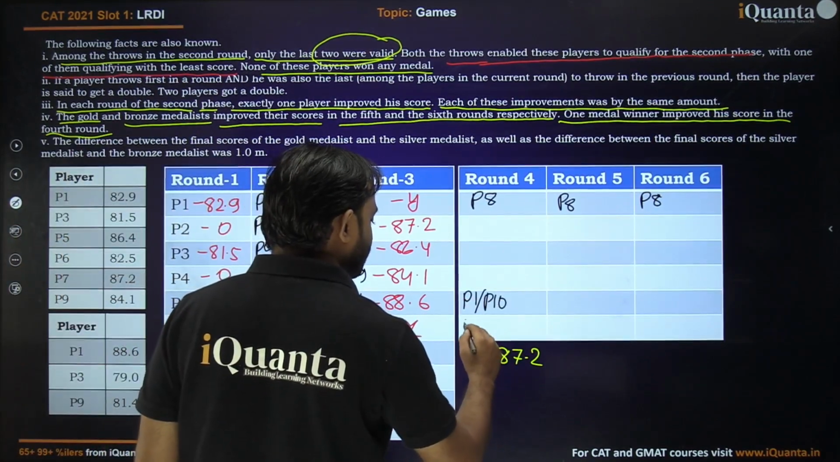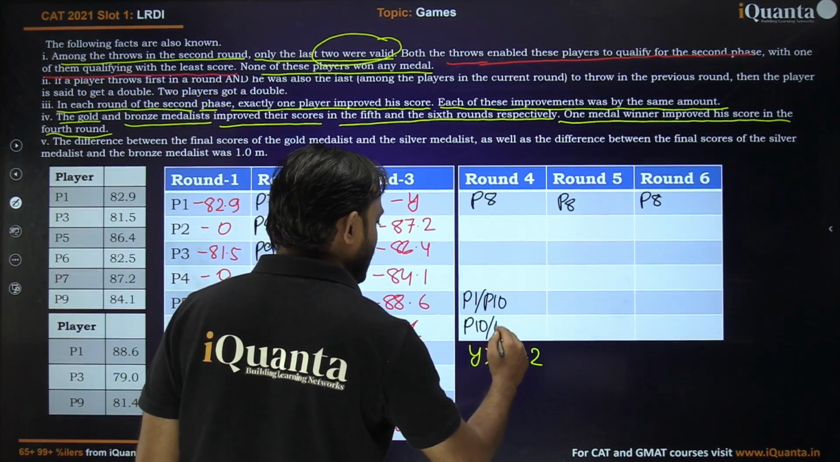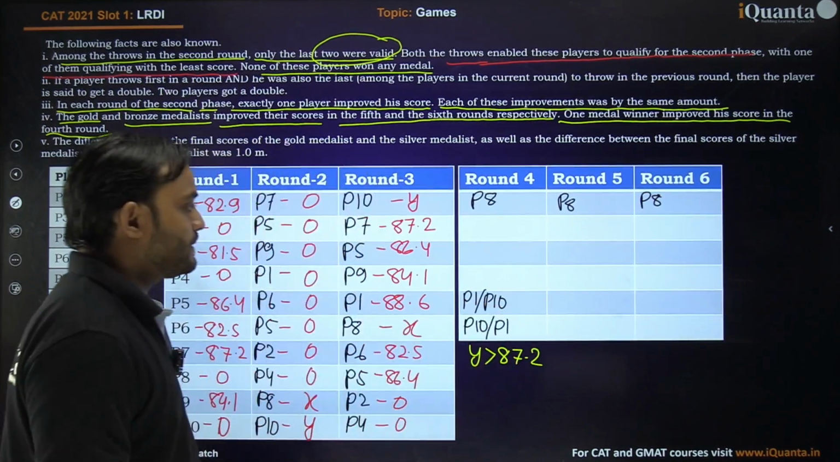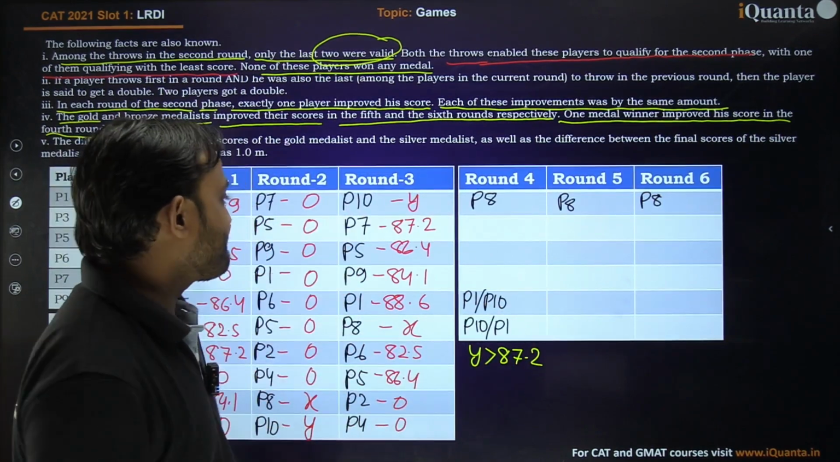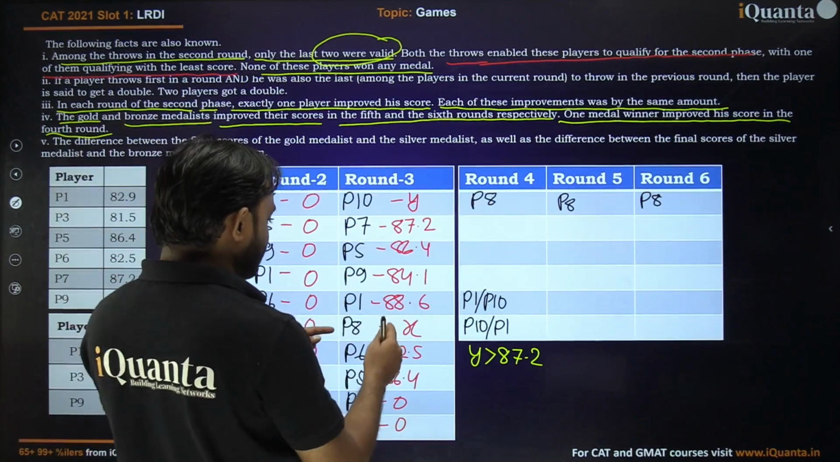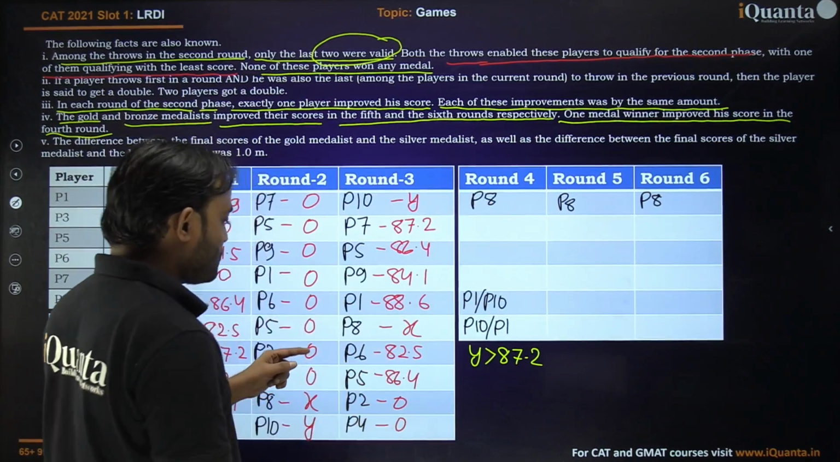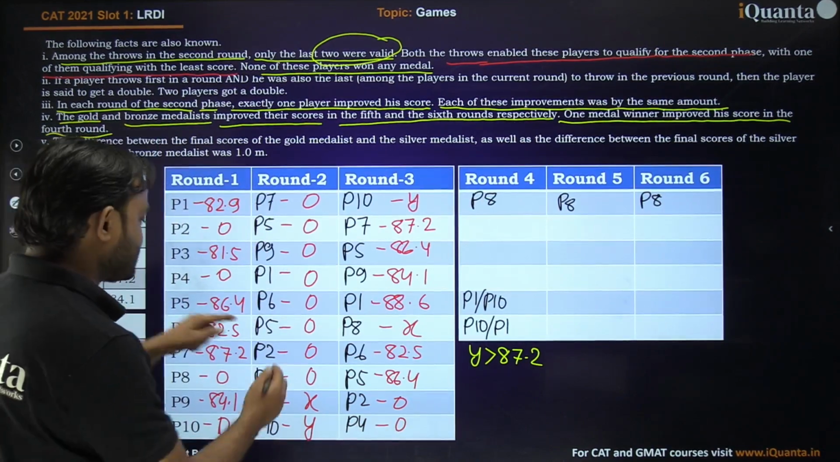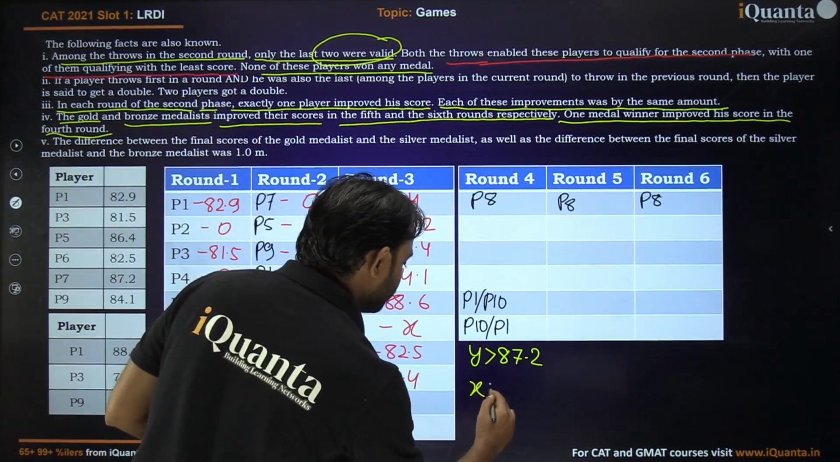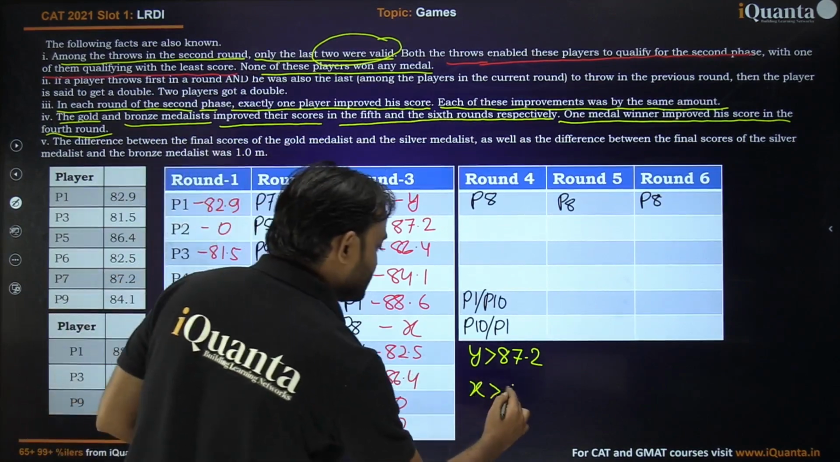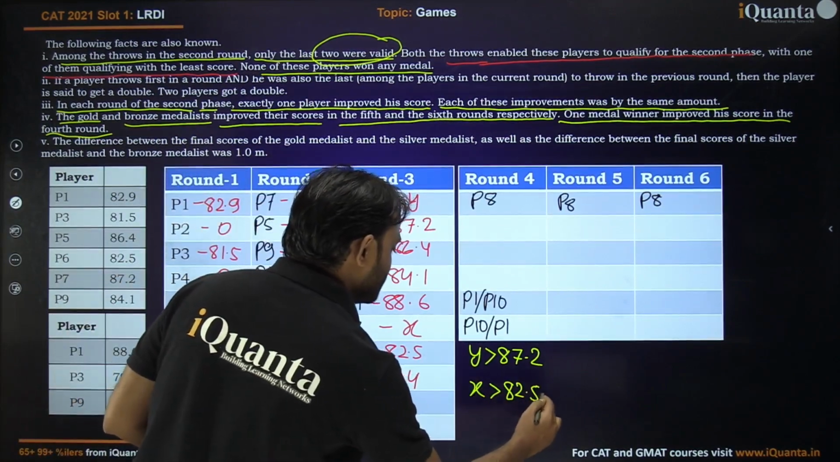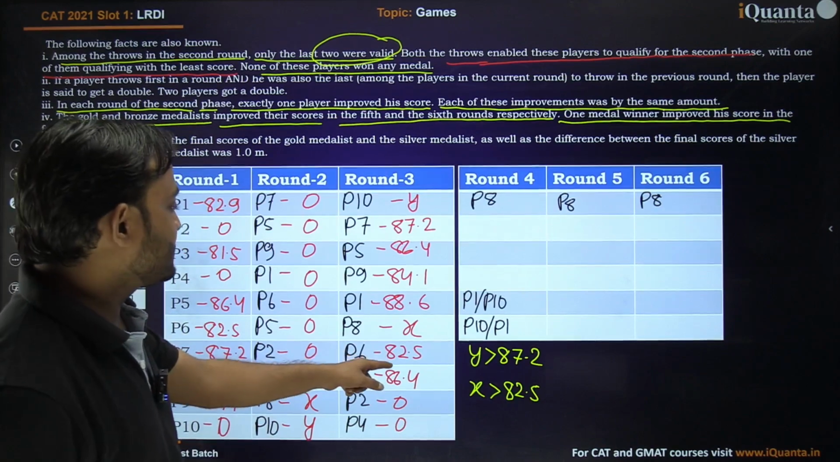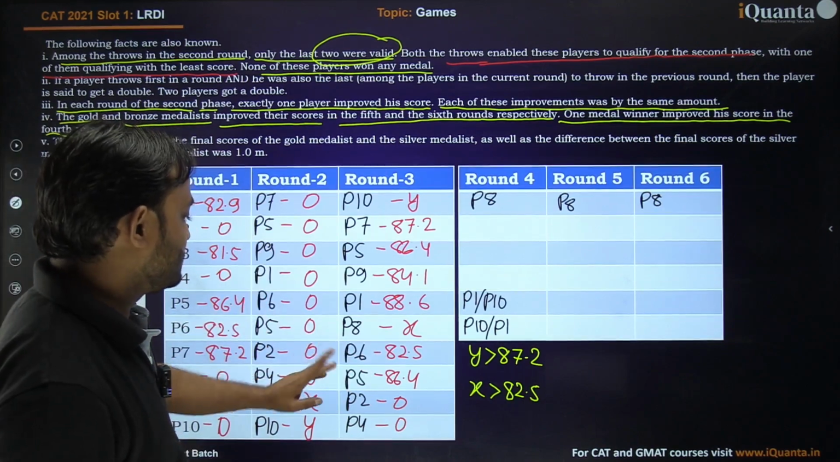So P1, P10 and P1. Okay, what about the rest of them? So after P8, who was P8? What can we say about X? We can say X must be greater than 82.5, right? X must be greater than 82.5, which is the 6th score.